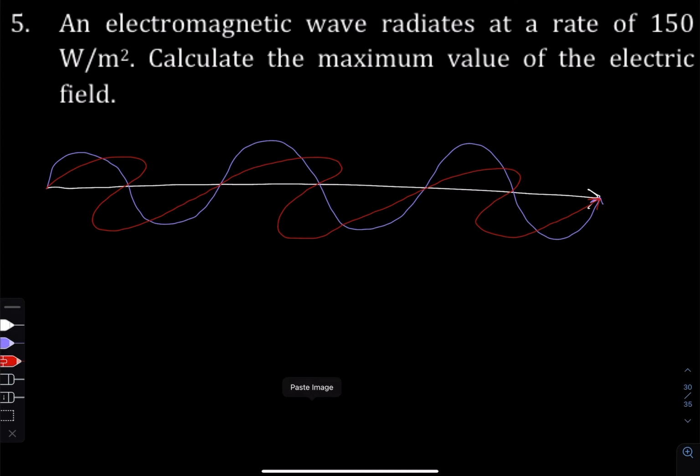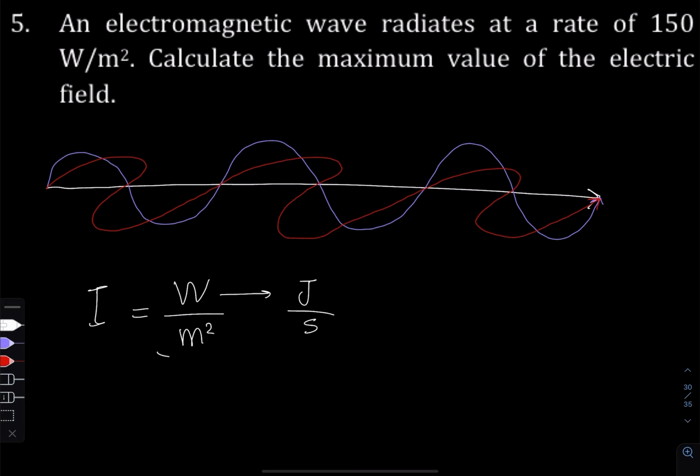Now, each field, the magnetic field and the electric field, is going to have a certain amount of energy that is associated with it. That energy, we usually don't really call it energy, we call it intensity. Now, intensity, the units for that is watts per meter squared. And you might be wondering, what does that mean? Watts means joules per second, and meters squared is just area.